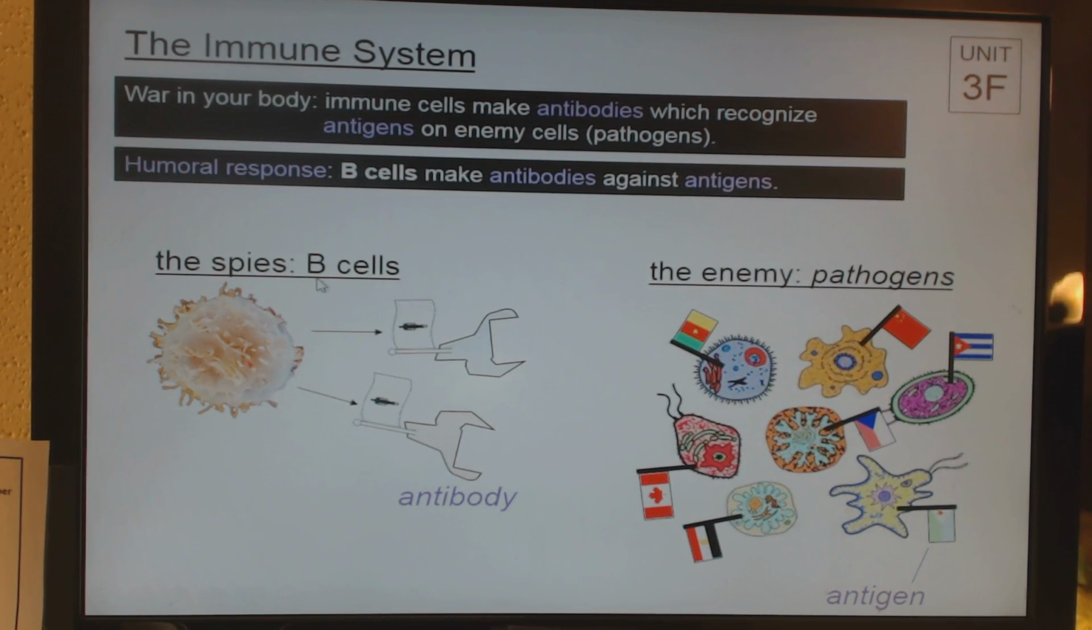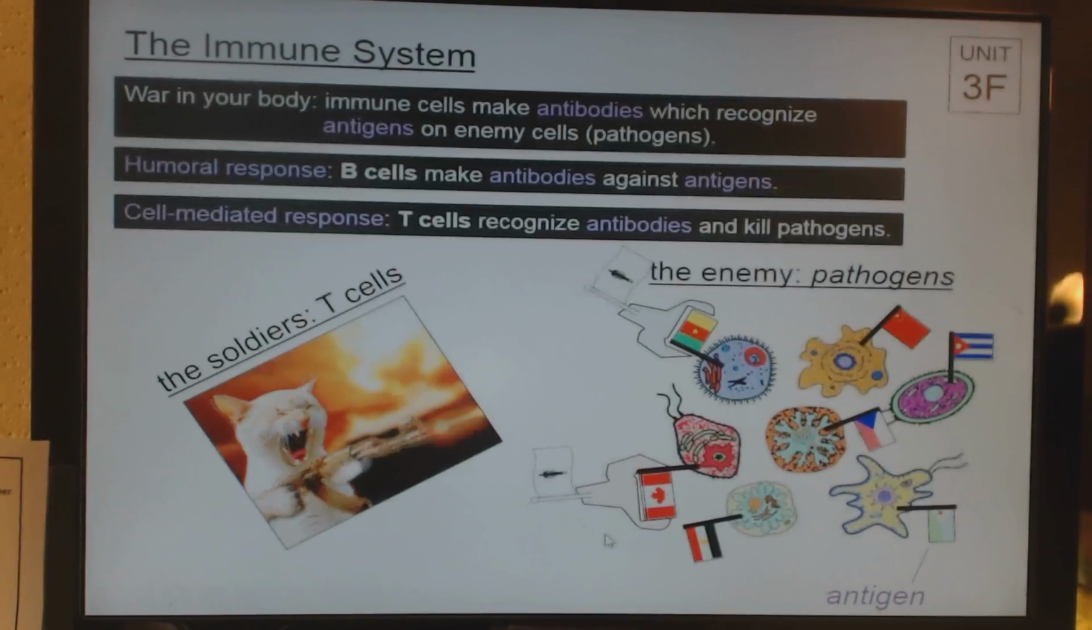And we have cells called B cells, which are part of the humoral response. Our B cells make antibodies that recognize the antigens. So these antibodies have a very specific shape, and they very specifically recognize the shape of the antigens present on foreign pathogens. And they too have their own little flags on them that our immune cells can now recognize.